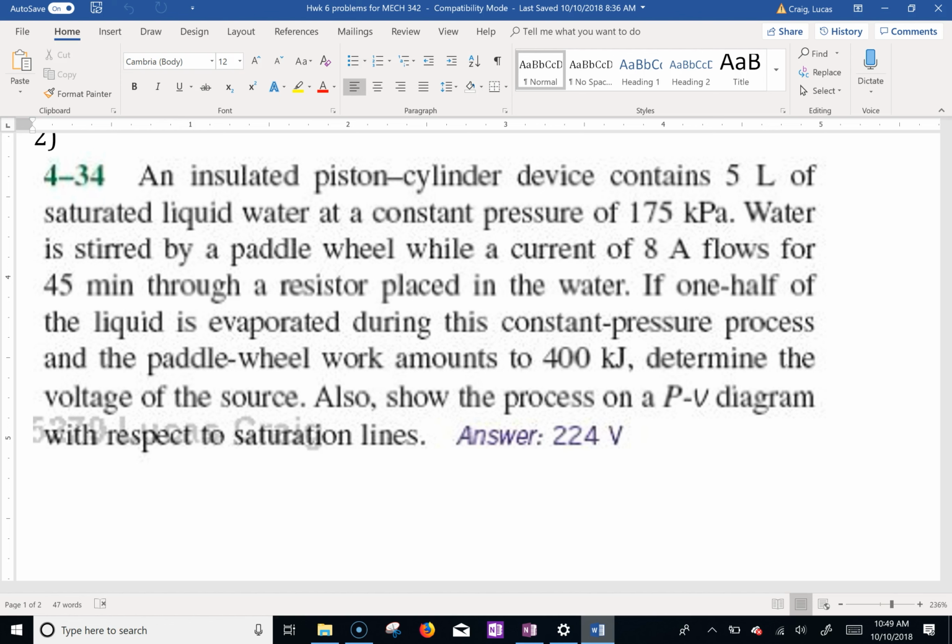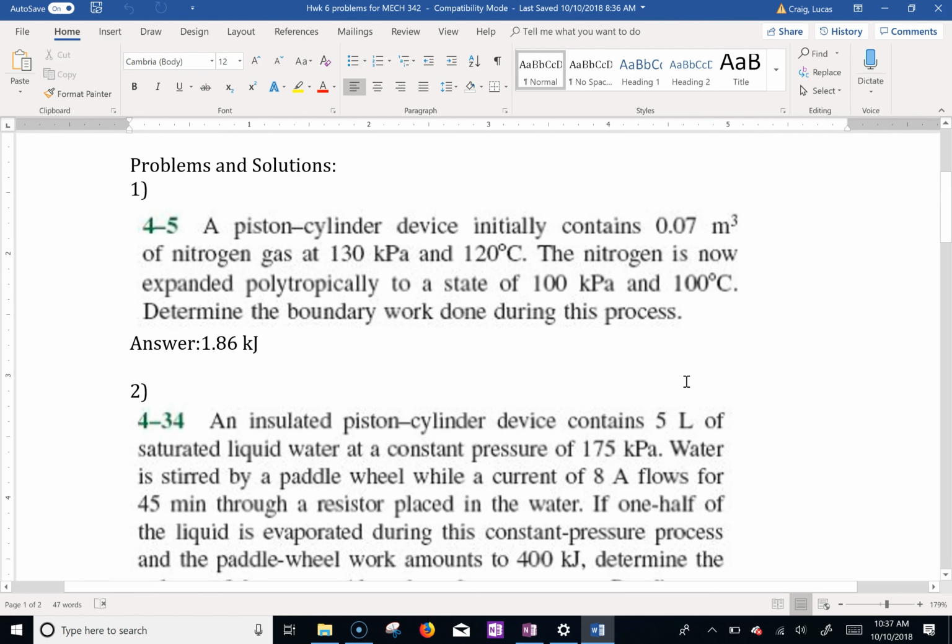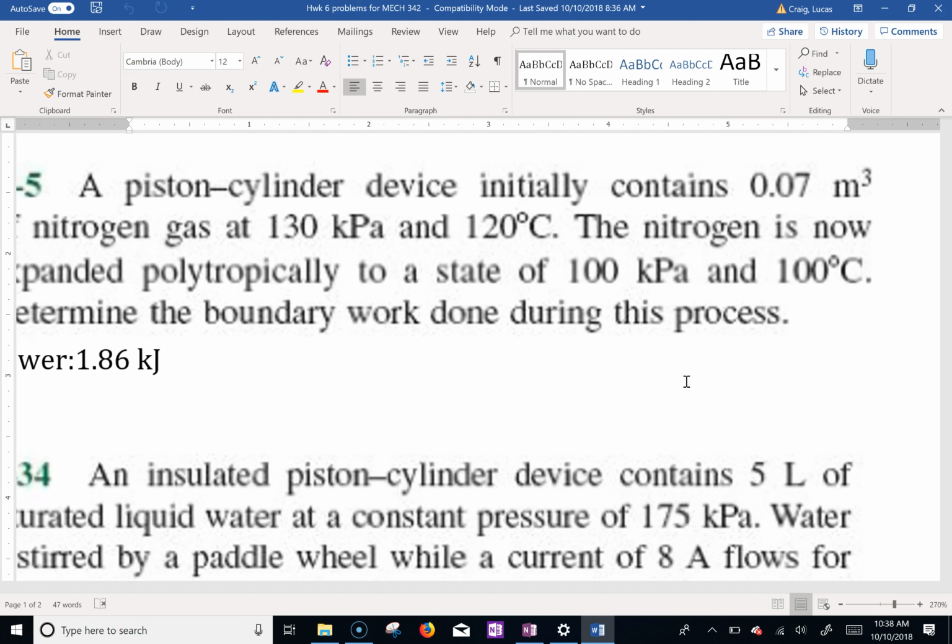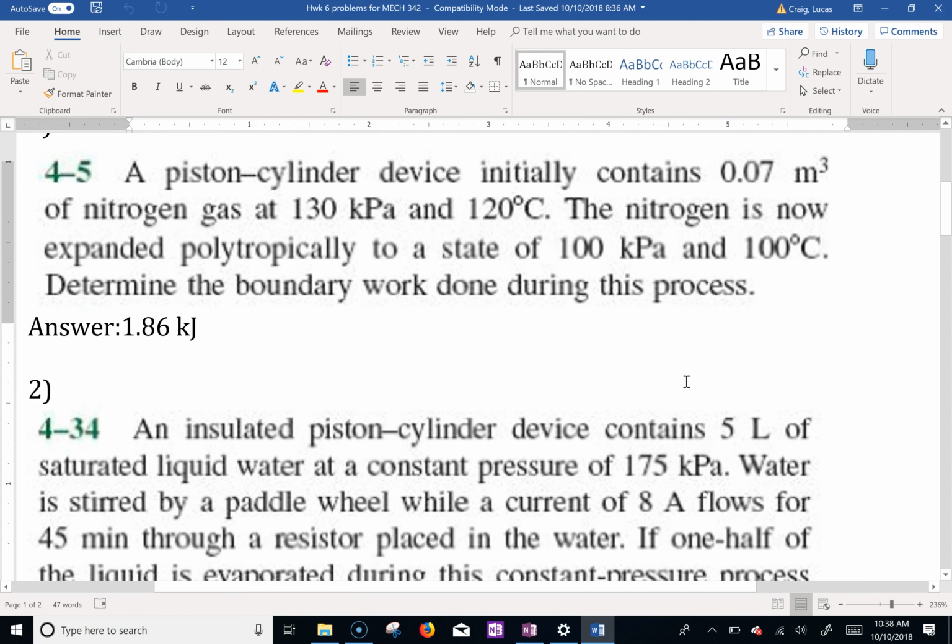Okay? So let's look at number 1. We'll go through them all, and then we'll maybe pick one that we want to look at, okay? So number 1, a piston cylinder device initially contains 0.07 meter cubed of nitrogen at 130 kilopascals and 120 degrees C. The nitrogen is now expanded polytropically to a state of 100 kilopascals and 100 degrees C. Determine the boundary work in this process.